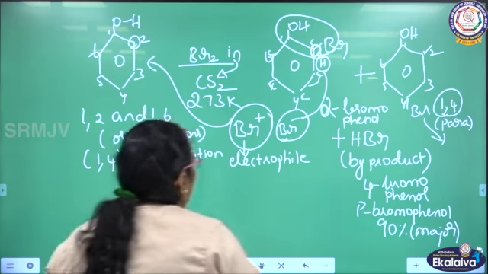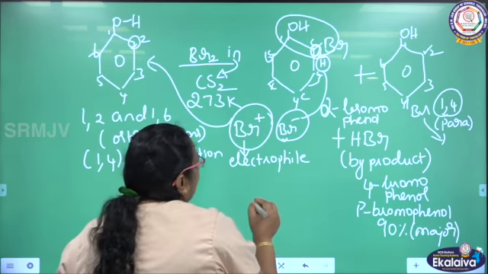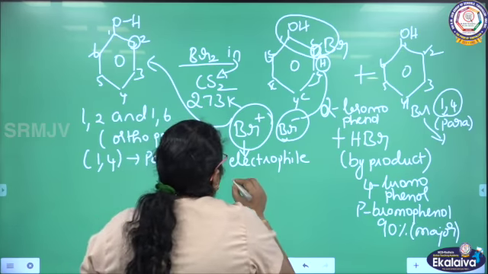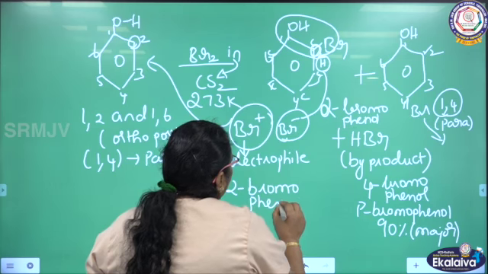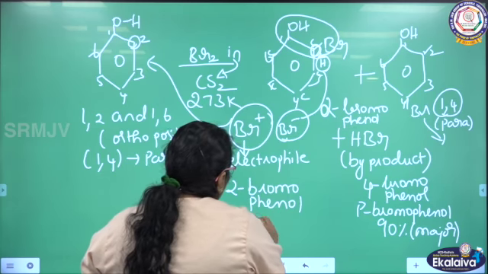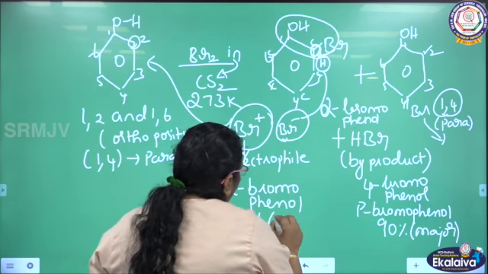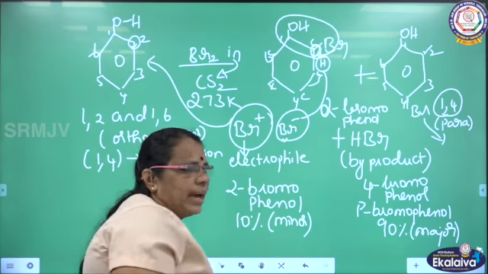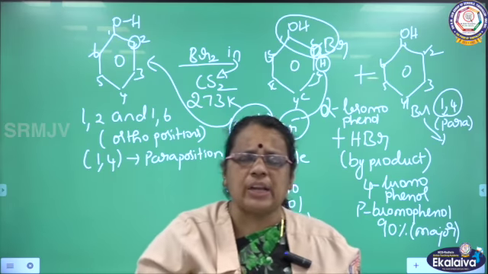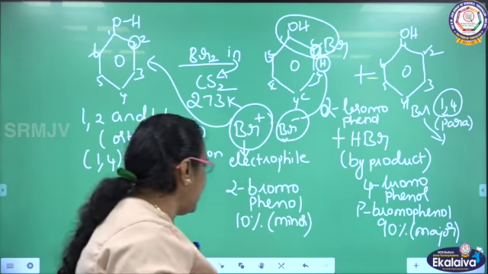When you talk about the ortho product, what is that? We can get only 2-bromophenol. We are obtaining that as a minor product, where we are getting only 10%. So there is only 10% possibility of 2-bromophenol which is a minor product, whereas 90% possibility is there for para-bromophenol or 4-bromophenol, which is obtained as a major product.